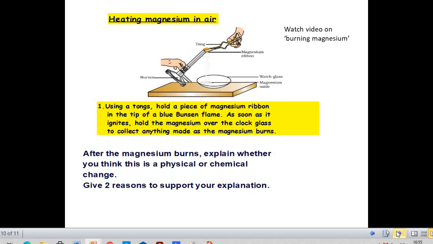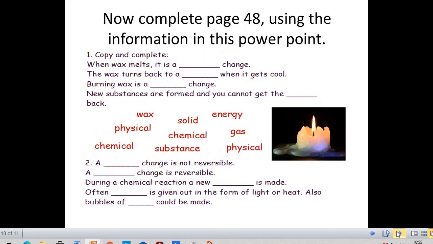So have a look at the magnesium burning. Does the magnesium look the same before and after? Think about why it does or it doesn't, and then work out whether it's a physical or chemical change and give 2 reasons to support your explanation.